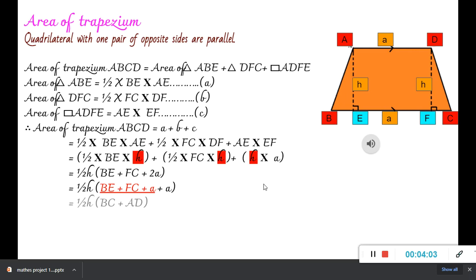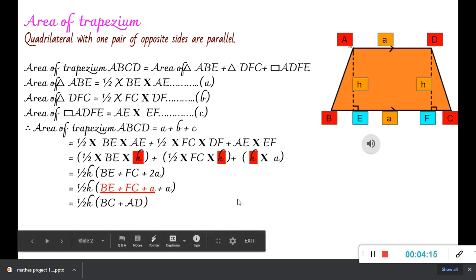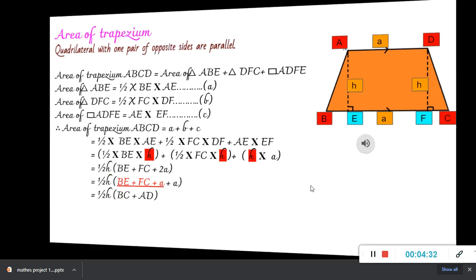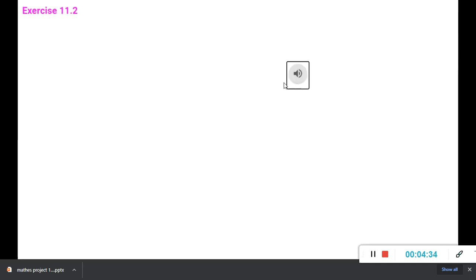So what is next? Half into H into BC plus AD. What are BC and AD? They are the two opposite parallel sides, right? The plus means the sum of the two parallel sides. Then what would be the area of a trapezium? The area of a trapezium is equal to half into height into the sum of the two parallel sides. Clear? Now, let's start our exercise.